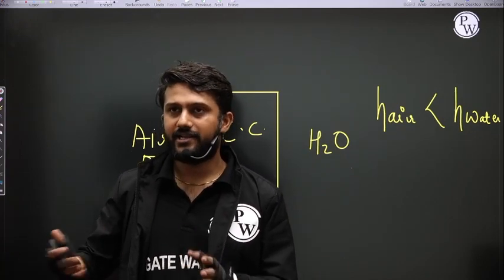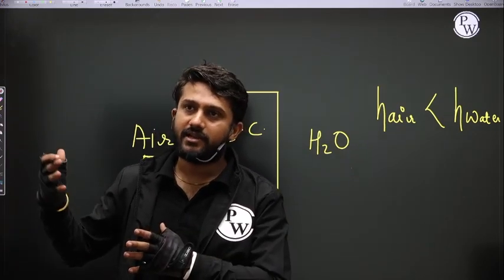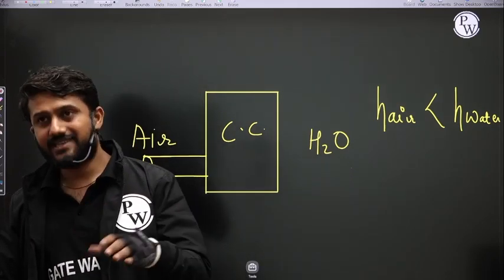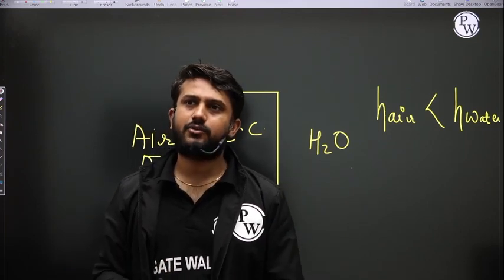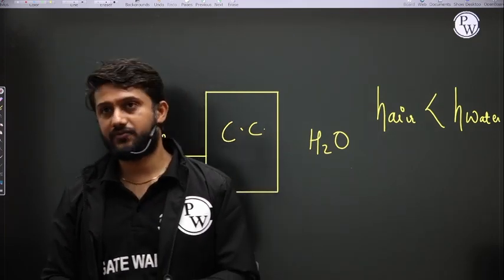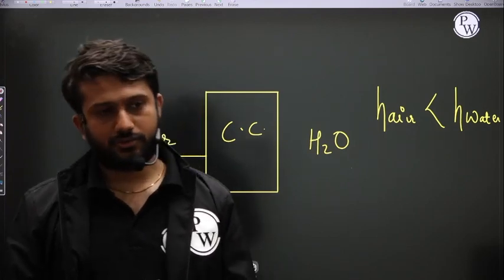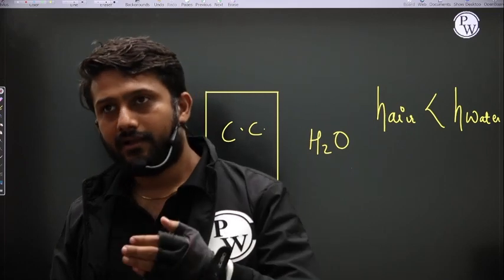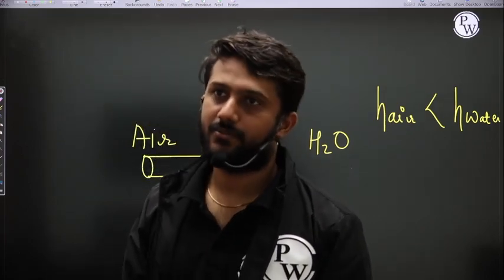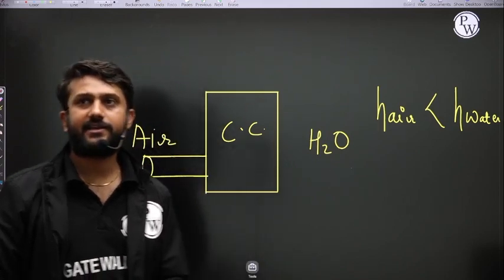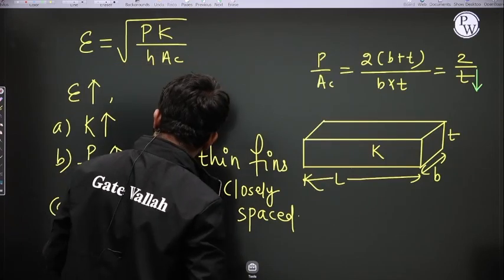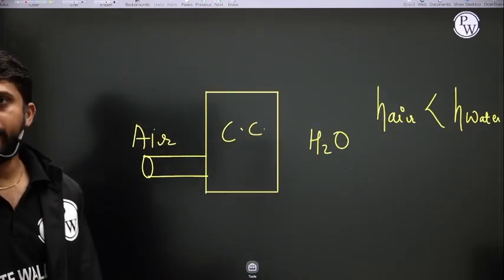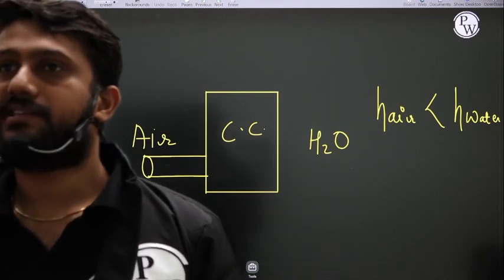On the water side the heat transfer already occurs in a good amount because the convective heat transfer coefficient of the water side is more. But on the air side the heat transfer does not occur in a good amount. So if you put the fin, then definitely the heat transfer rate increases on the air side. Is it clear? And that's why I can say that effectiveness increases by decreasing the h. Okay, so I hope it is clear to everyone.